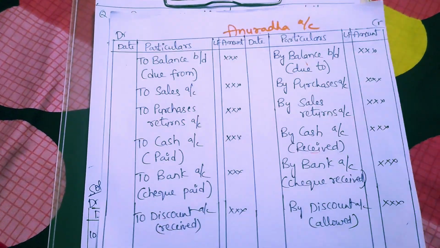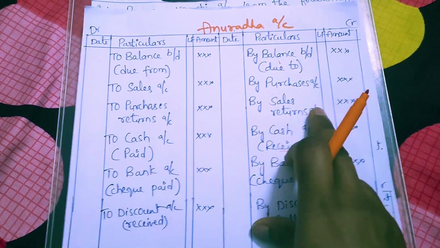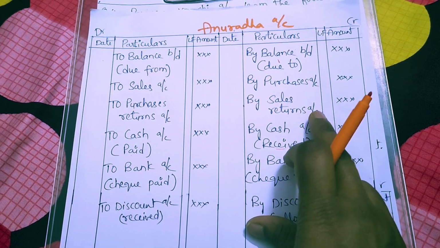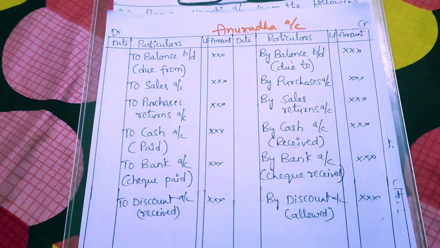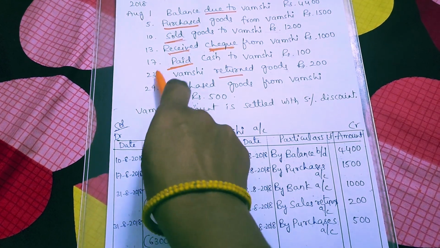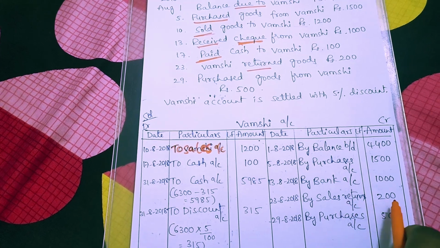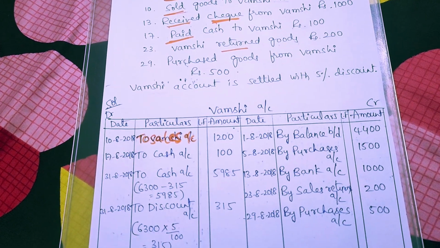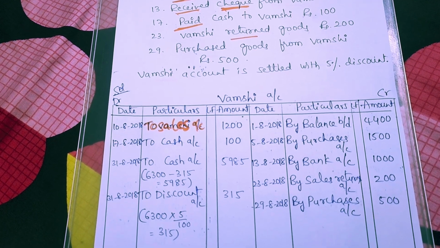Where to write sales returns? See the format. Sales returns on the credit side. Okay. So sales returns we should write on credit side. Let us see. 23rd date. Credit side by sales returns account 200. Clear?